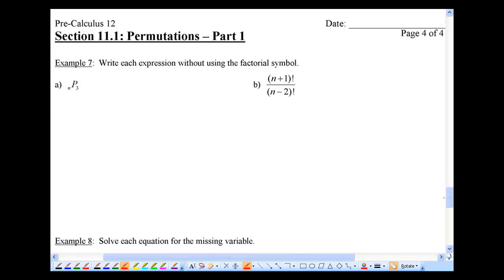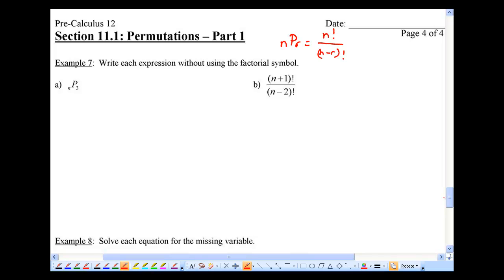Okay. You might be thinking, Mr. Lee, so why do I even need that formula? Because, hey, I've got the calculator. Well, here's why you need the formula, because I'm going to ask you to write out these expressions. I want you to write out these expressions without using the factorial symbol. So I want you to write them out using n, as an algebraic expression. So remember that formula again, nPr equals n factorial over n minus r factorial.